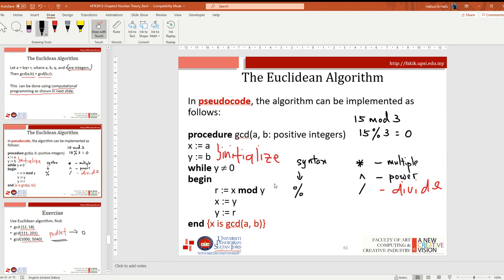Okay, this one is pseudocode. We have GCD(A, B), where A and B must be positive integers, and then we initialize x equivalent to A, y equivalent to B. While y is not equal to 0, begin. The syntax is modulus like this. This one for multiply, this one for power, and this one for divide.